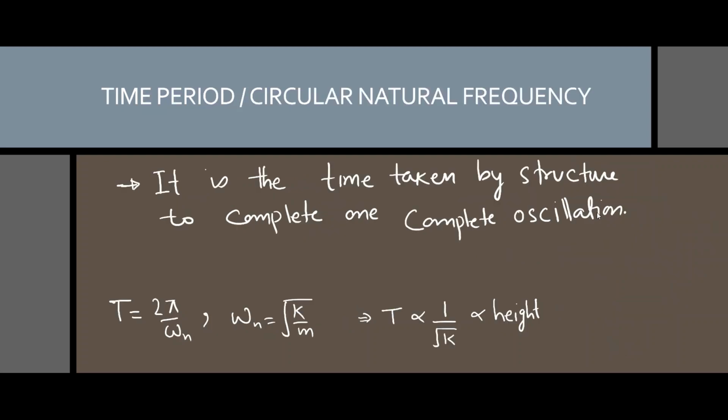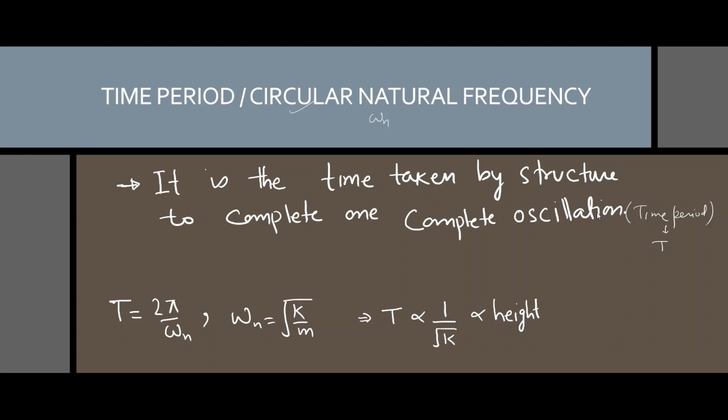And now we will see the time period. The time period is the time taken by a structure to complete one complete oscillation. We generally denote it with capital T. The time period also has a relation with the natural circular frequency, omega n, and that relation is T equals 2 pi by omega n.